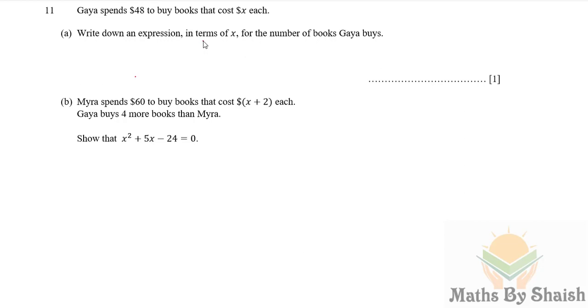Today in this video we are going to discuss the last two questions from paper 4 extended, 0580/42 IGCSE mathematics, from March 2021. So here's question number 11. Gaya spends $48 to buy books that cost X dollars each. Part A is to write down an expression in terms of X for the number of books Gaya buys.